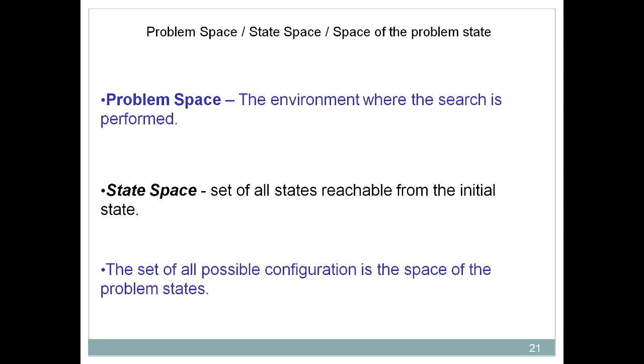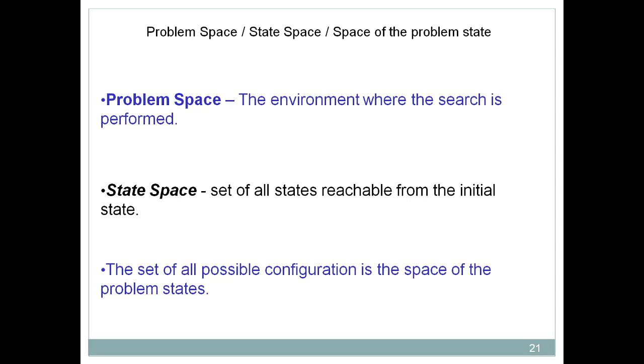The very first is problem space. What do we mean by problem space? Problem space is nothing but an environment where search is performed. It represents a specific area where we should find our solution. That is the search space.